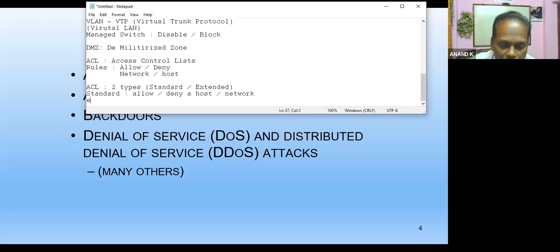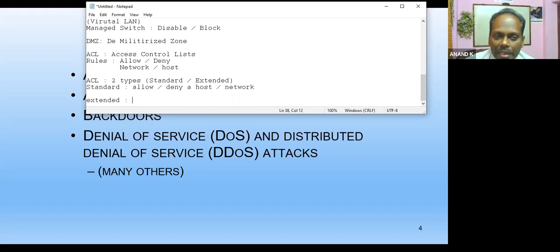Okay. And then you have another one, extended rules. In extended rules, you have a little bit more flexibility. You can have allow, deny, and also host or a network. Apart from that, you have one more additional component, which is called a port or a service. There is a little bit more extension. I mean, you say that you are denying a network with port number 21, and the rest are all allowed. Is this clear? You are denying a particular network with port number 21, which means FTP is not allowed, but browsing is allowed, or port number 80 is allowed. This is called extended rule set.